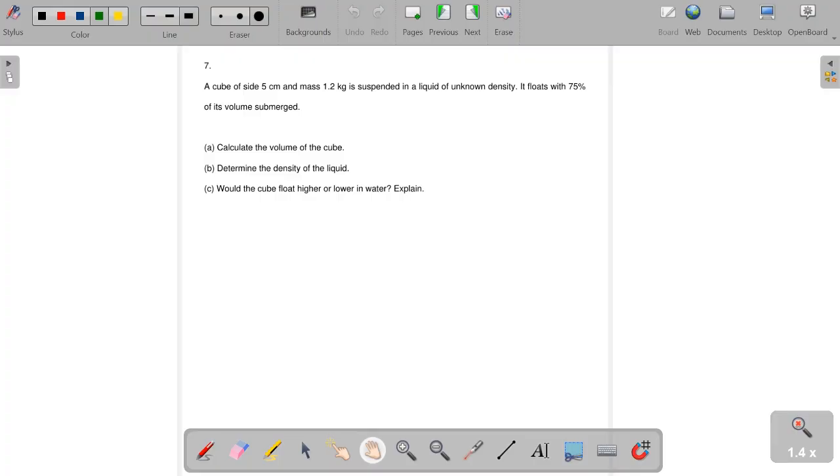So today we're going to be looking at another problem on Archimedes' principle. This problem says a cube of side 5 centimeters and mass 1.2 kg is suspended in a liquid of unknown density. It floats with 75% of its volume submerged. So keyword, it floats, with 75% of its volume submerged. The first question: find the volume of the cube.